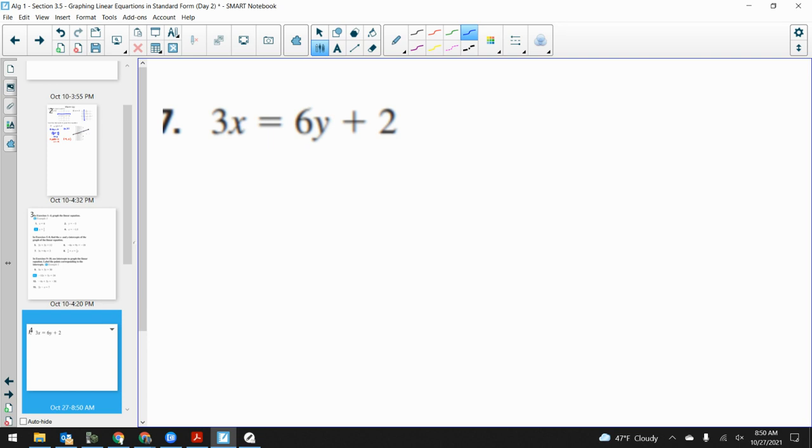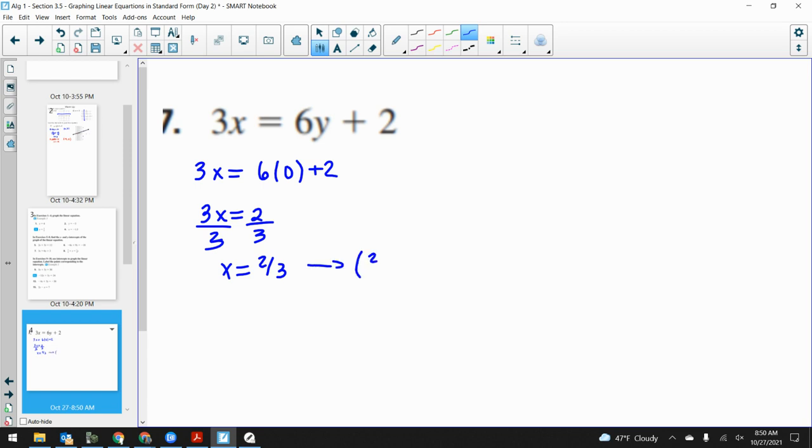Still not too bad. So we're going to say 3x is equal to 6 times 0 plus 2. Still going to cancel. So 3x is equal to 2. Now, I divide by 3 to get x alone. So x is 2/3. If you wanted to give it to me as a decimal, I think I wrote it as a decimal on the key, 0.67. That's fine too. I'm going to keep it as this fraction, 2/3 comma 0.